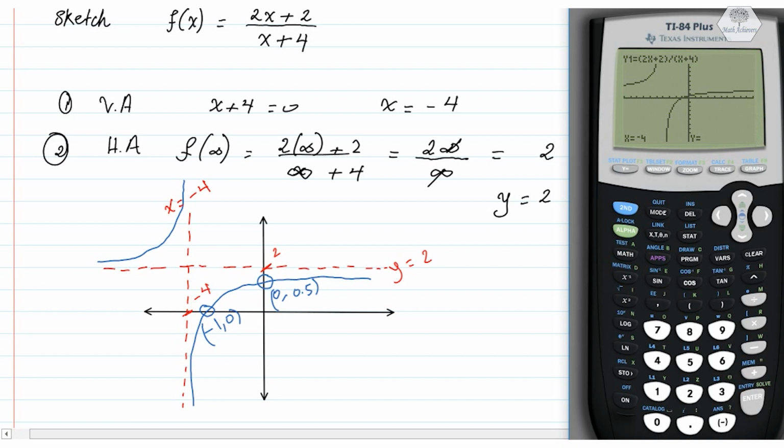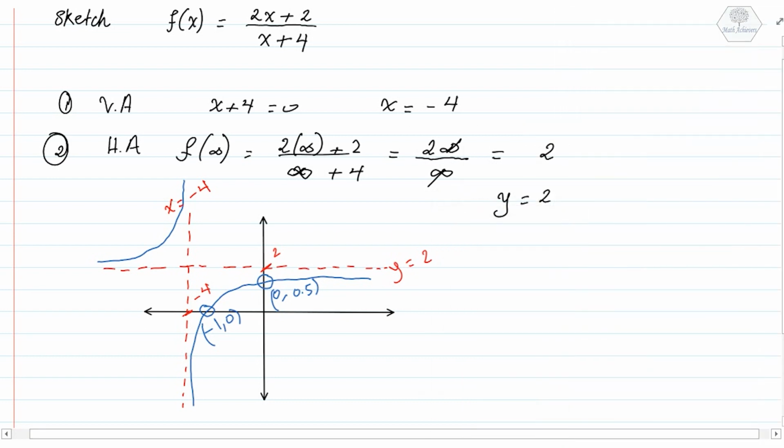No y value when x is equal to -4. The same thing we can do when y is equal to 2. We can draw a line and find the intersection. If there is no intersection, then also it's an asymptote. I hope it's clear till now.